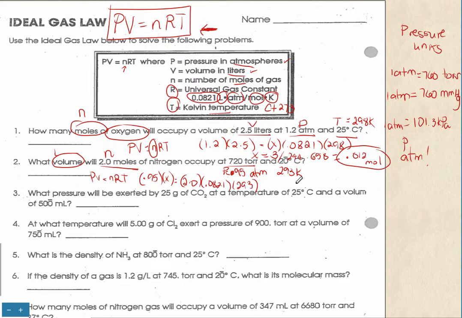Solve for X. You'll get X is equal to, or that is your volume, because we're looking for that, right? You multiply 2.0 by 0.0821 by 293, and you'll get that number, which is 48.1106. And you divide that by 0.95, and that must be 51 liters, because I want two significant figures.